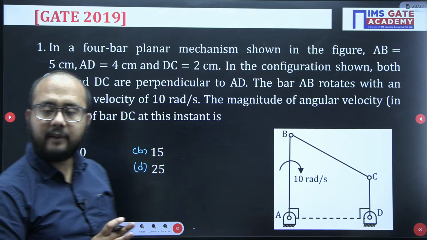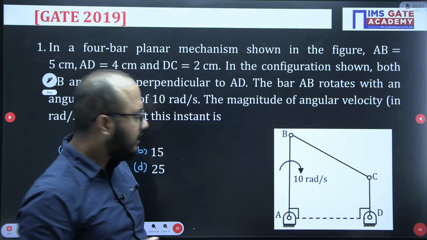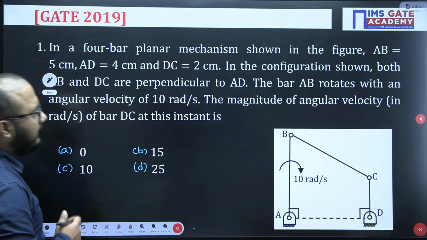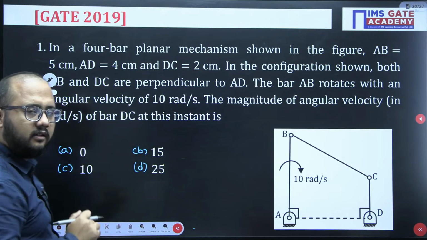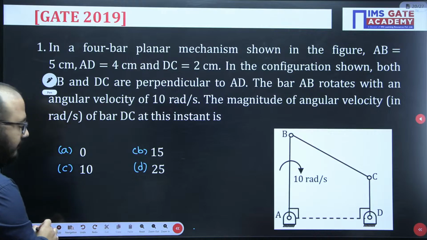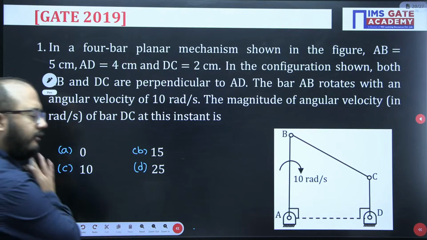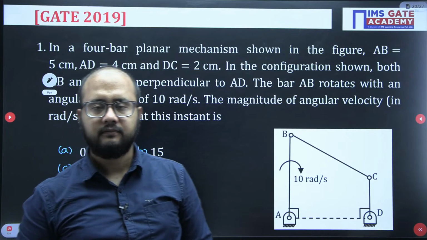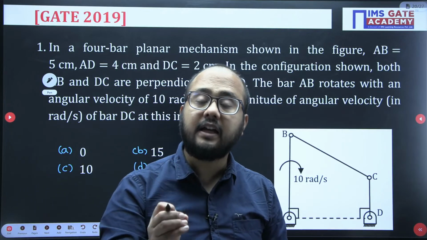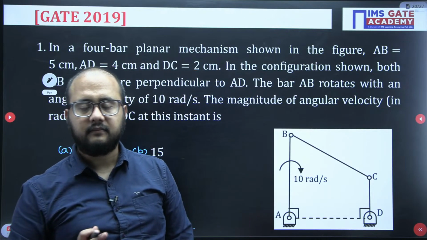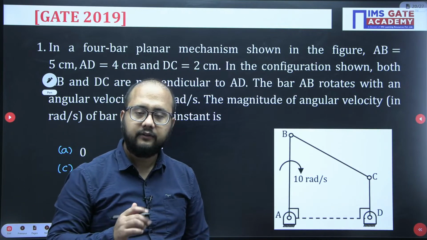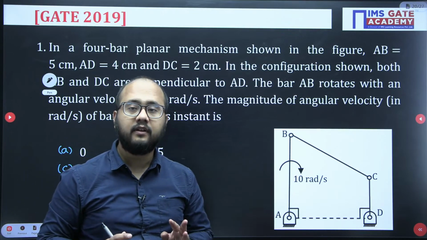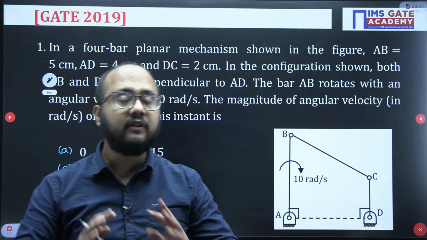Again, this is a 4-bar mechanism. Same thing. AB length and angular velocity are given. Dimensions are also given. Whatever we have discussed previously in the example, everything is exactly the same. Only the configuration diagram has changed, guys. Is it clear? Fine. So I'm expecting that everyone will be able to solve this question.